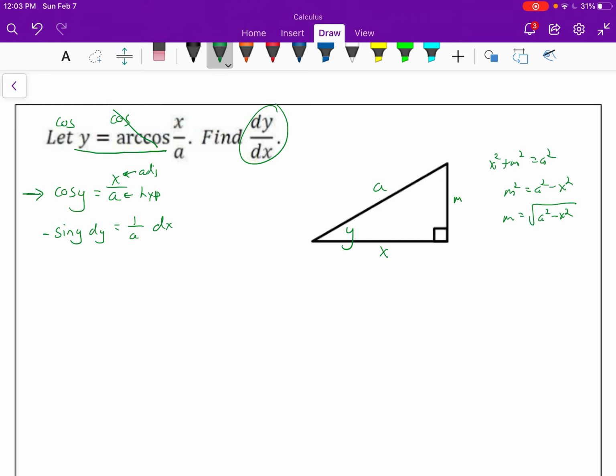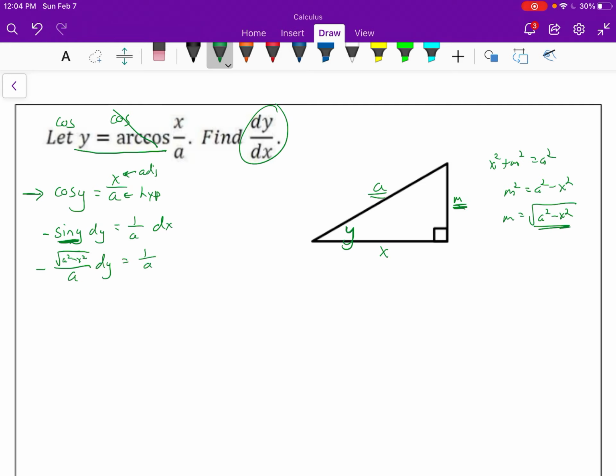We'll go ahead and let's just actually write this in now. It might be a little easier. So sine of y, so this right here, sine of y will equal opposite, which was the square root of a squared minus x squared. That was opposite over hypotenuse.